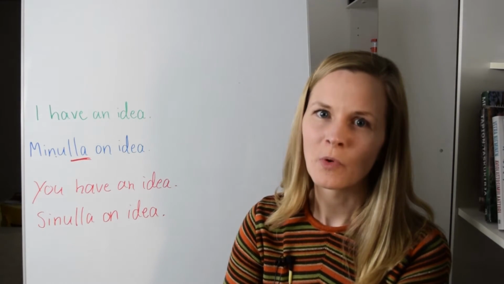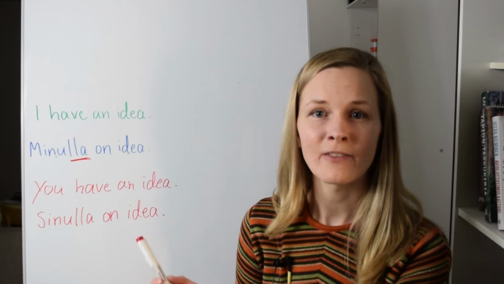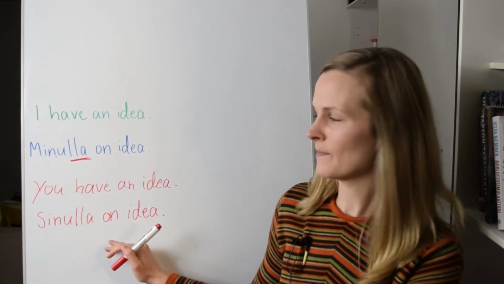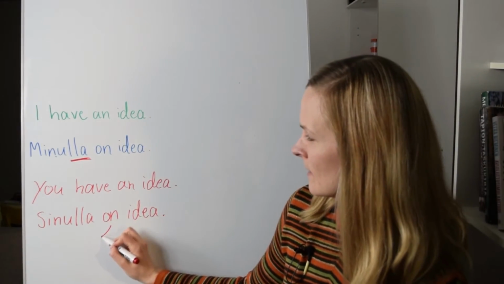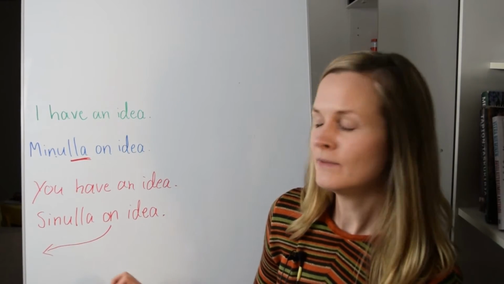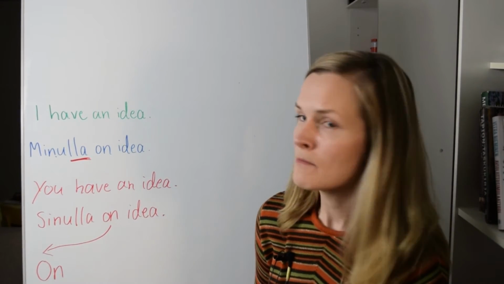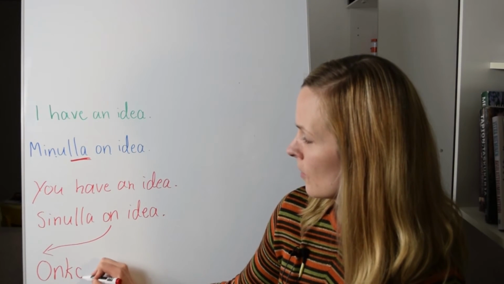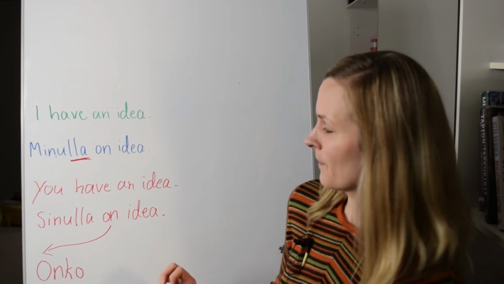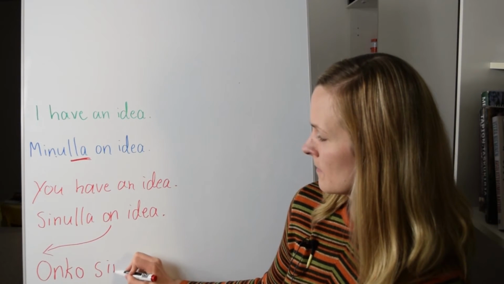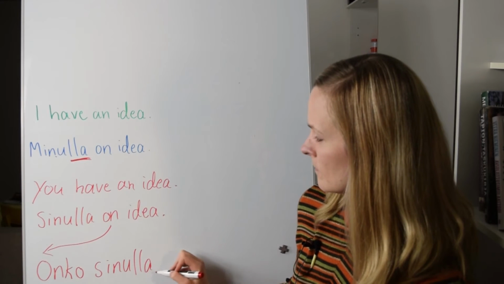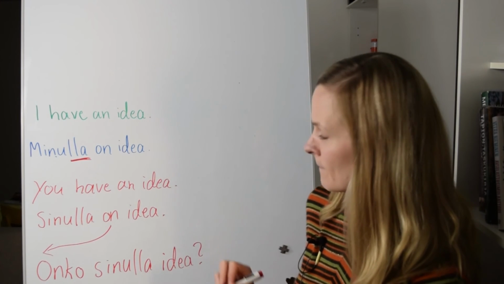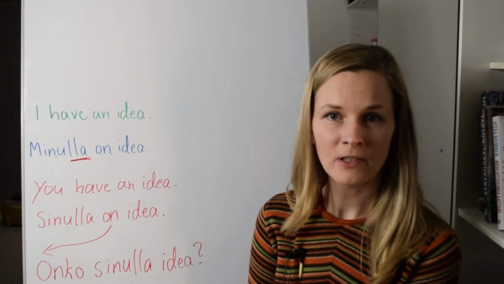So that's not very useful. How do you say, do you have an idea? Well, first, you need to know how to say this. And then all you have to do is put on in the beginning. Make it a yes or no question by adding ko to it. Onko sinulla idea? Onko sinulla idea? Do you have an idea?